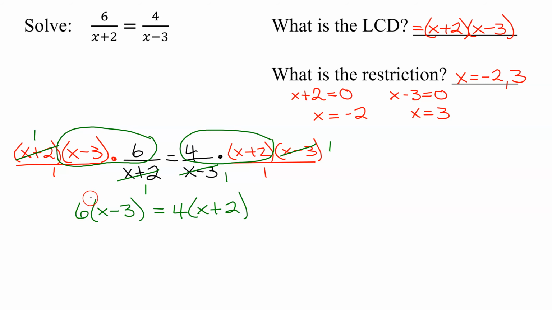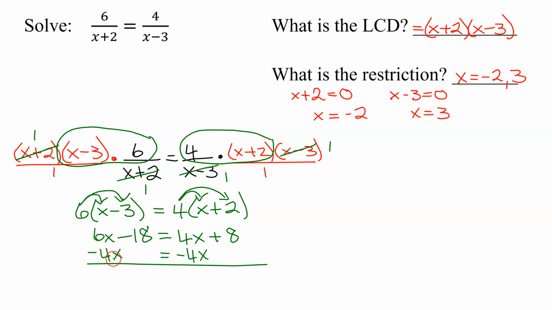And so what I'm going to do is distribute the 6 into this parentheses. So 6 times x is 6x. 6 times negative 3 is negative 18. Distribute the 4 in on the right-hand side. 4 times x is 4x, and 4 times 2 is positive 8. So I'm going to collect my x's on the left-hand side. So I'm going to subtract 4x from both sides.